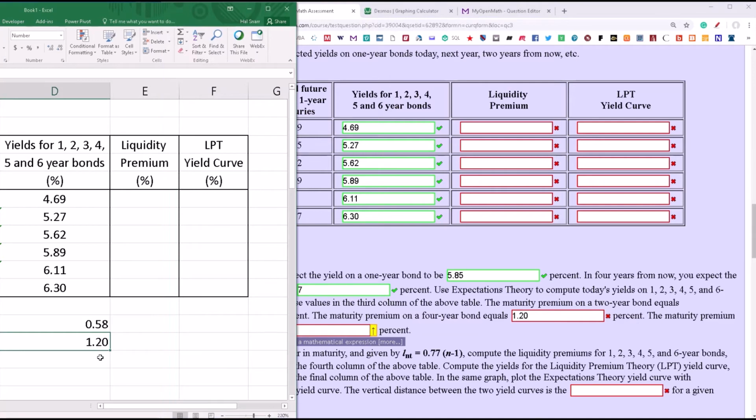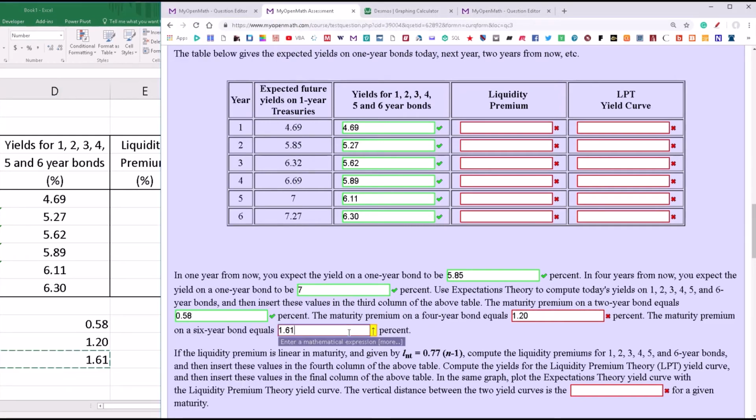And the maturity premium on a 6-year bond is 1-year bond, 2-year bond, 3-year bond, 4-year bond, 5-year bond, 6-year bond minus the 1-year bond, 1.61. So as the maturity increases, the premium that we require goes up. We need a higher yield. Okay.